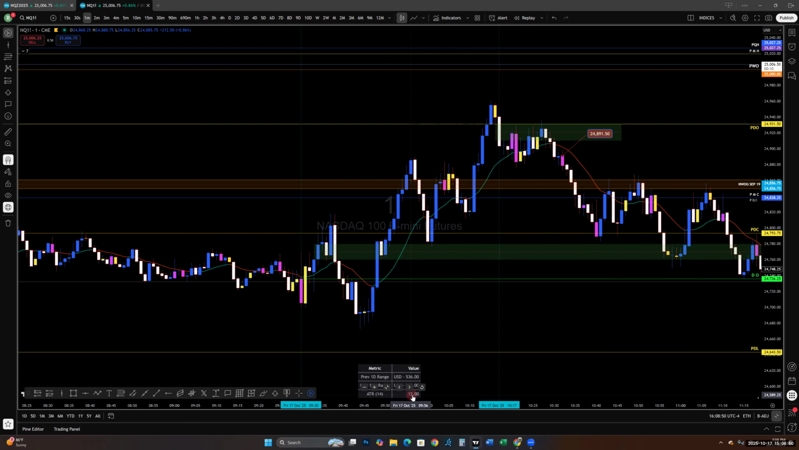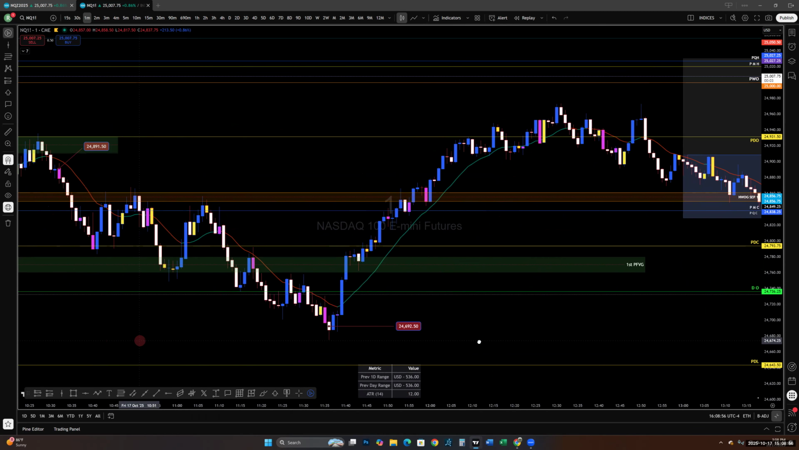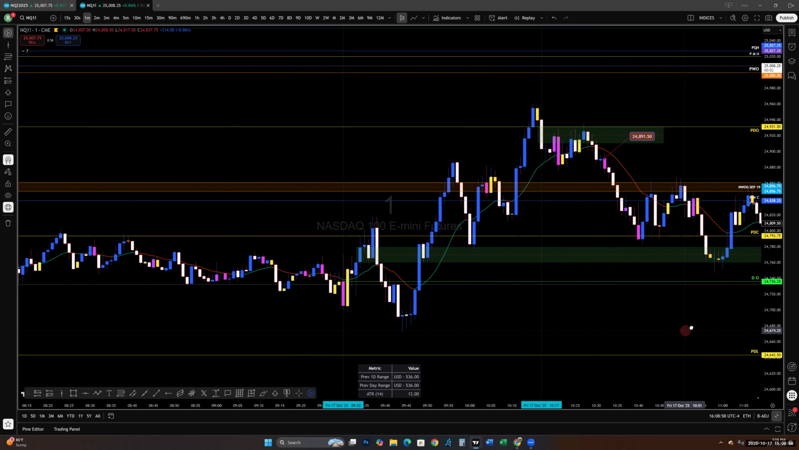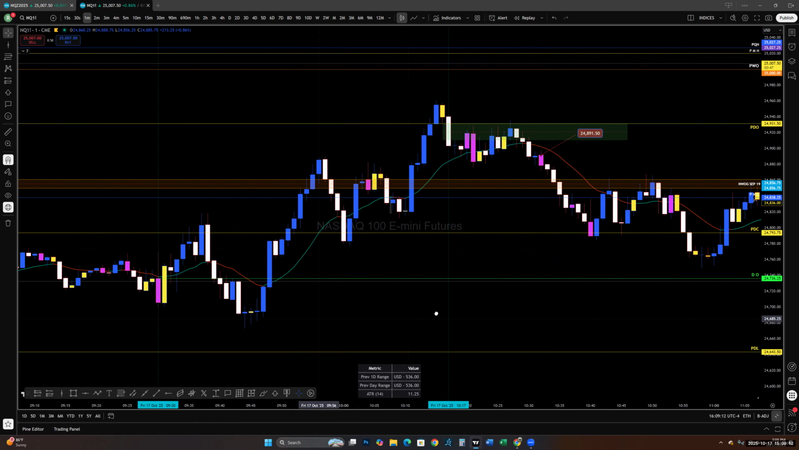So right now is 12. If you see the current price for the last move is 12 ticks. But talking about this morning, see how the price is open, the opening price. I'm going to remove this. Let me show you.